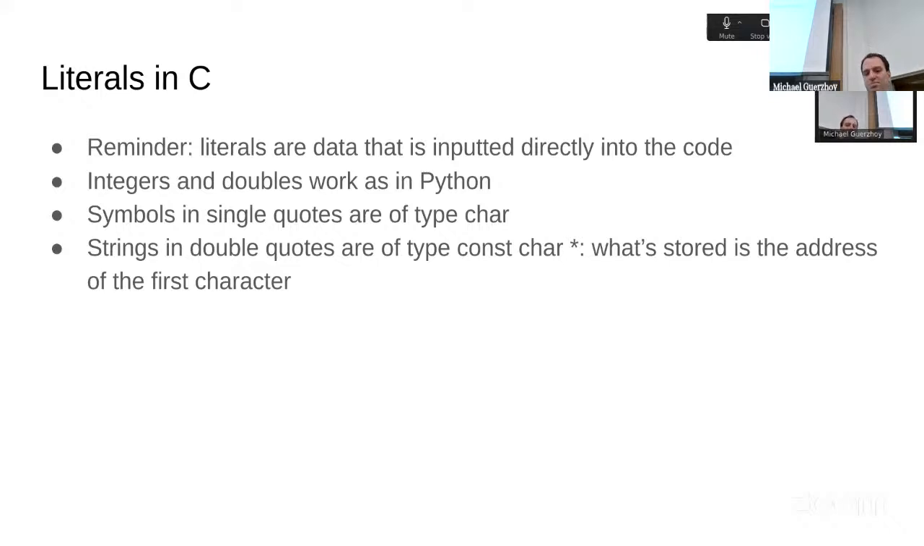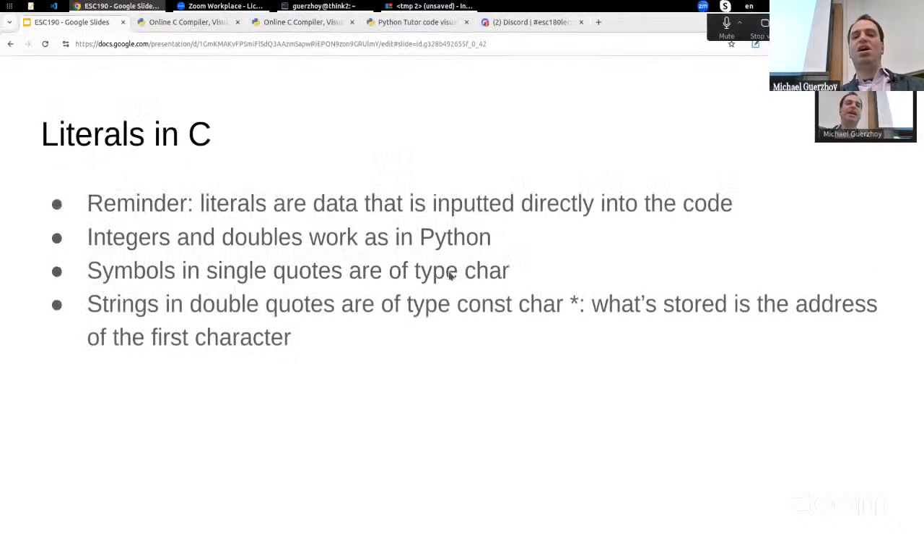So right now, I want to talk about literals. This is an answer to the question from earlier. So literals, what are they? They're data that is inputted directly into the code. So something like strings in double quotes, something like integers and doubles, stuff like that. In particular, one example of a literal is strings in double quotes.